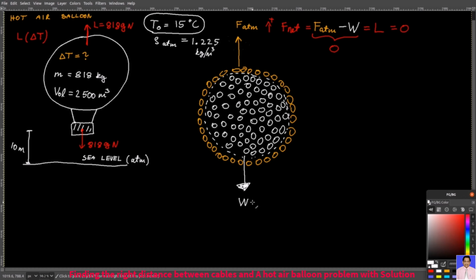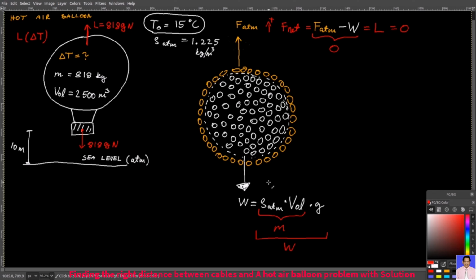And another thing, this weight force inside this imaginary volume, it can also be written down like this. The air density at the sea level times the volume times g. This one gives you the mass of the air. And if you multiply it by g, then you get a force, which is W.